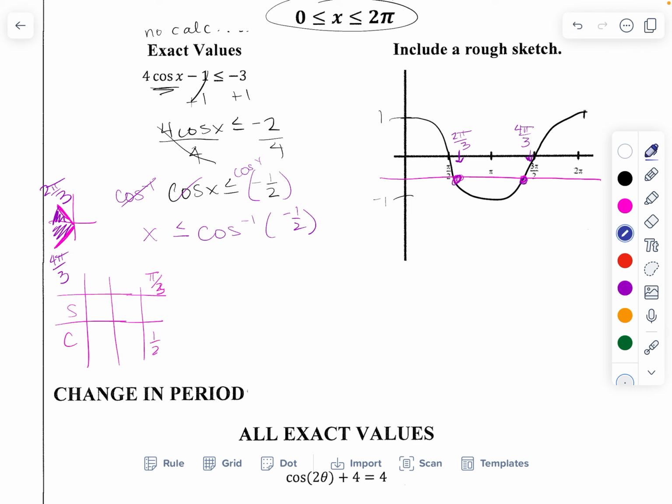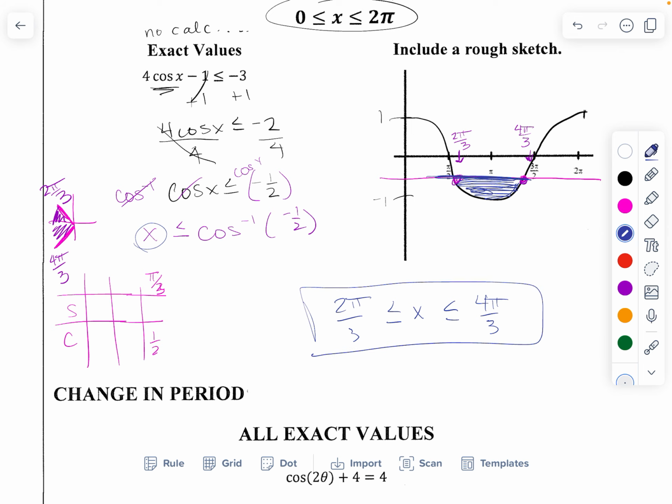So what do we say? We're looking for where x is less than or equal to. So this is our equal to -1/2, but it's also less than here. So we know, okay, between 2 pi over 3 and 4 pi over 3, that value of x will be less than or equal to that -1/2.